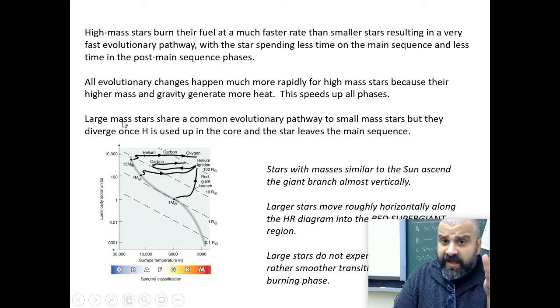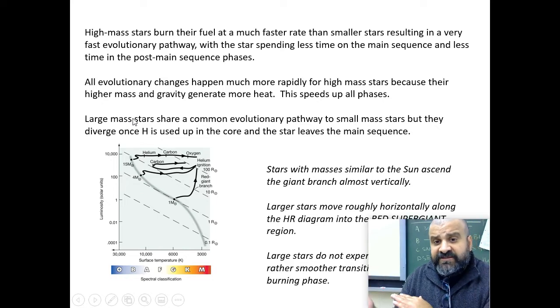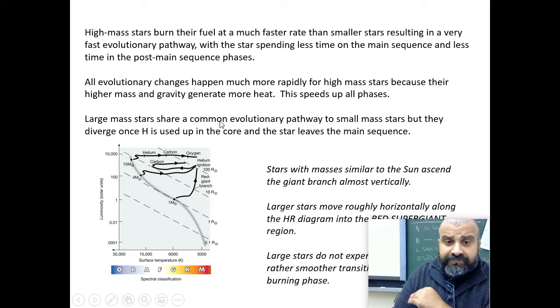This speeds up all phases. The evolutionary pathway of high mass stars and low mass stars is the same, right, for the beginning. But once they leave the main sequence, it starts to change. So large mass stars share a common evolutionary pathway with small mass stars, but they diverge once the hydrogen is used up in the core and the star leaves the main sequence.